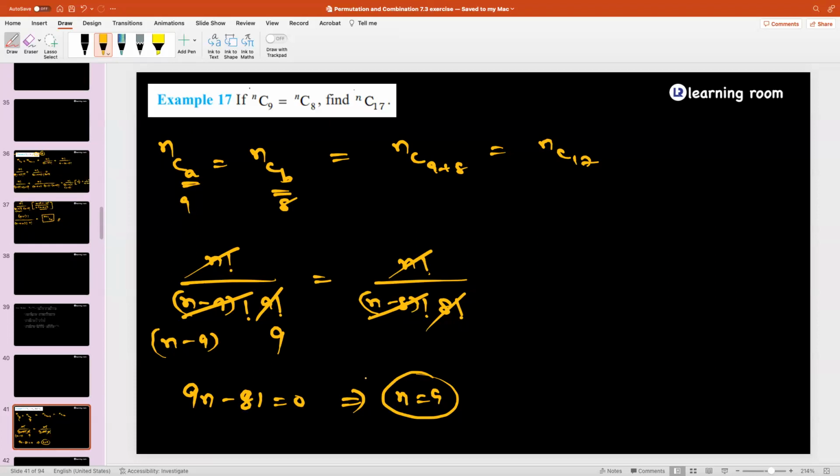One minute. So n factorial by n minus 9 factorial into 9 factorial is equal to, oh, sorry. Mistake here. N minus 9 factorial will cancel n minus 8, n minus 8 times, sorry. Why is it so? Because I'll write every step and show you. Observe.